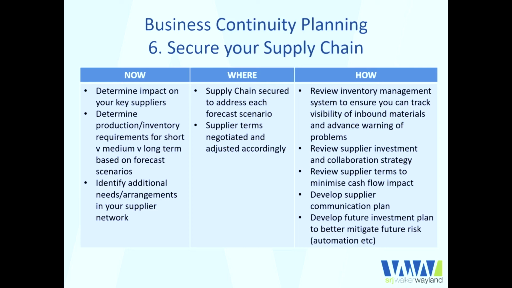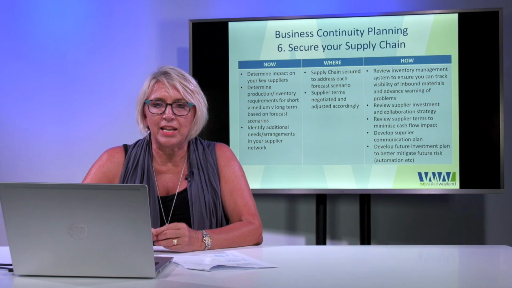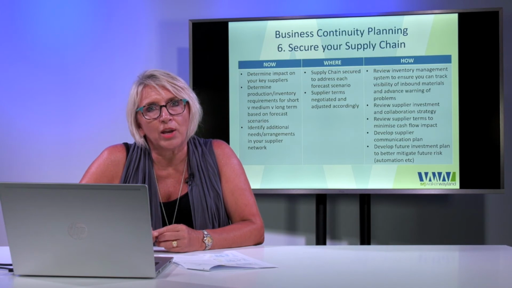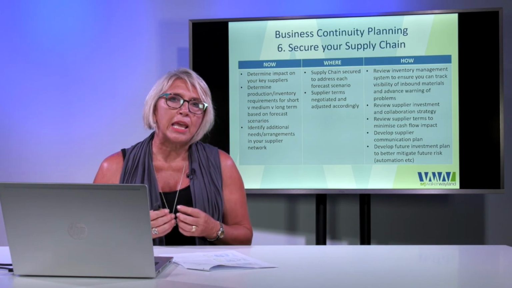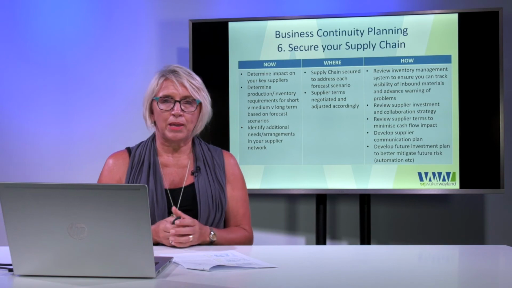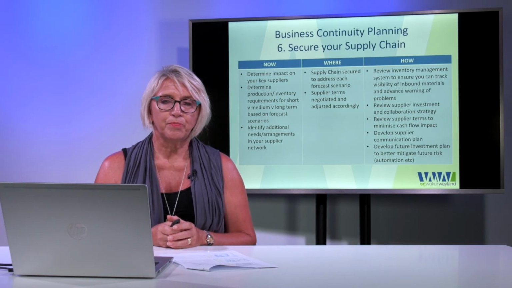You need to determine your production and inventory requirements for all of our three scenarios, for the short term, medium term, long term, based on your three forecast what if scenarios. So in your cash flow what if scenarios, have you got the production capacity and capabilities to actually meet that demand in that instance? And you also need to start shoring up those supply chains. So think about any additional needs or any supply arrangements that you need to start bringing into your network so that you may not be heavily reliant on one or two suppliers.